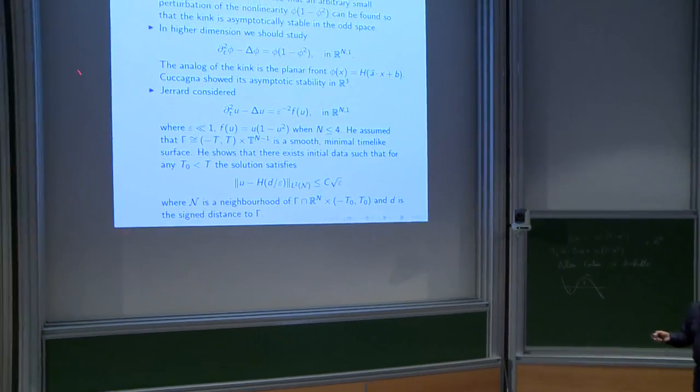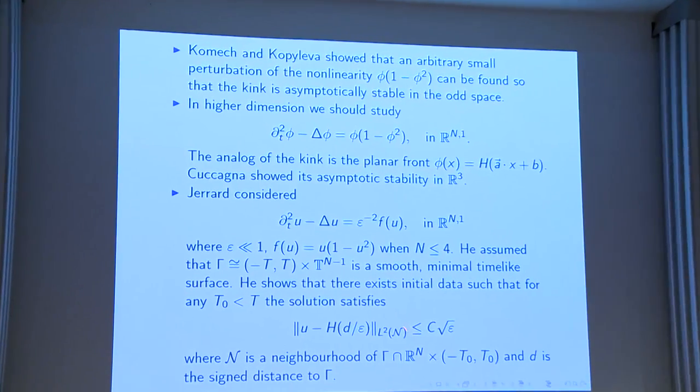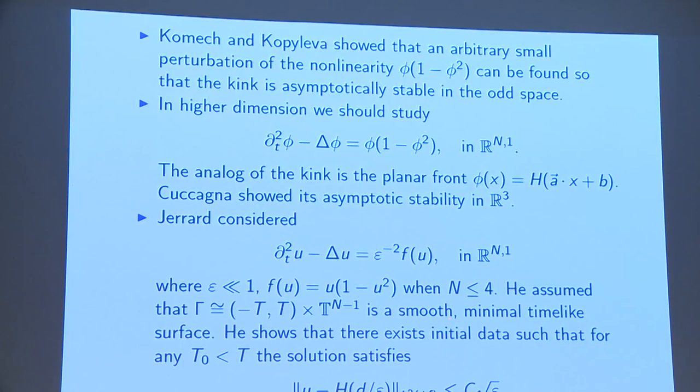Okay, so now let me talk a little bit about what is known about the phi-4 model. So I gathered some results among many, which I found relevant and interesting, because they look at the problem from various angles. So first, there is a couple of papers, maybe two or three or four papers, of Komech and Kopyleva, and they analyzed nonlinear Klein-Gordon equations that look like the phi-4 model, but they are not the phi-4 model. I mean, they consider a perturbed version of this model, with perturbed nonlinearity. In fact, the perturbations are, in some sense, not small because they severely perturb the nonlinearity.